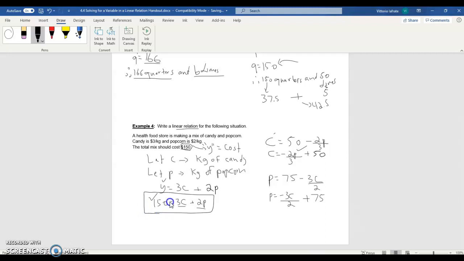So these are some practical applications of using linear relations and solving for one variable in terms of another. Please make sure you do try solving for C in terms of P and P in terms of C, showing all your steps, and see that you get the correct answer after doing so.